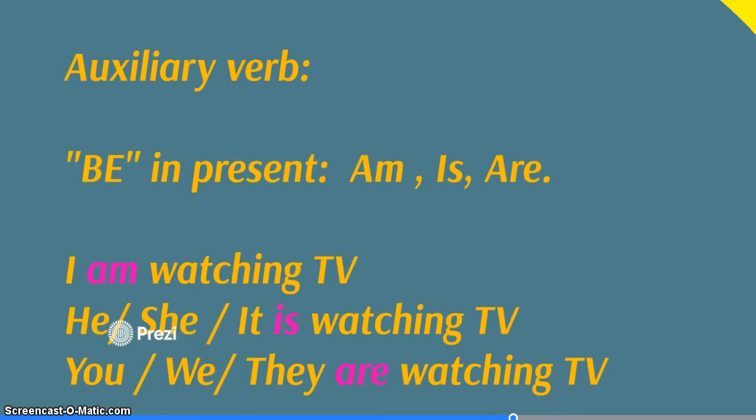For the present continuous, we also have an auxiliary. But it's not the auxiliary do or does. It's the auxiliary be in the present simple. So we are going to use am, is, and are. We use I am watching TV, he, she, it is watching TV, you, we, and they are watching TV. Very easy, right? So we use the verb to be depending on the person, okay? Am for the first person singular, is for the third person singular, and are for the rest.